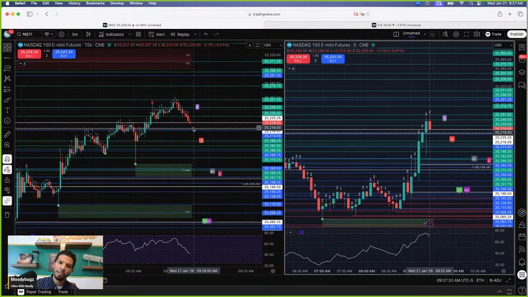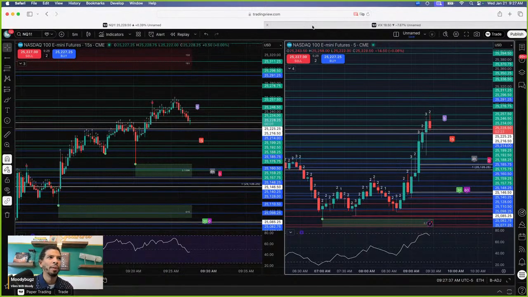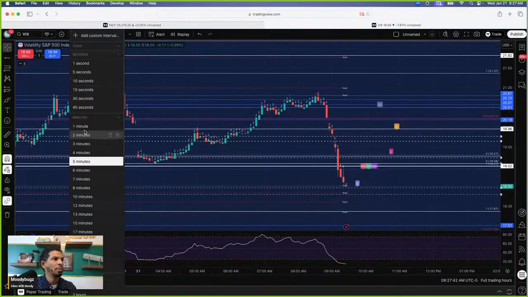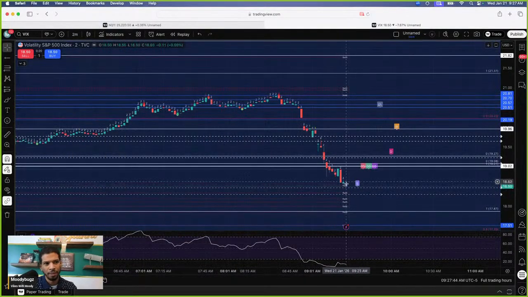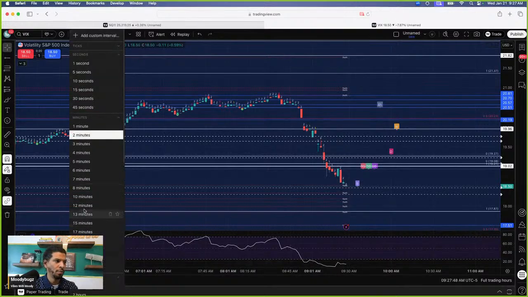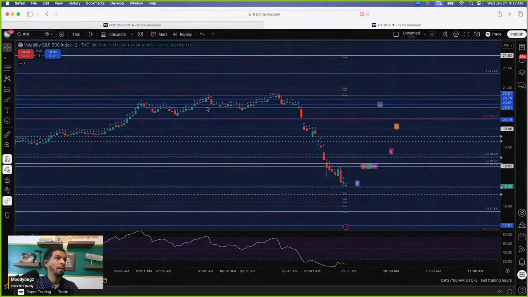That's gonna be us being overextended to the downside on the VIX, and the VIX is now starting to pop up, right? It moves fairly slow, and then I would have to go to a smaller time frame so that you can start seeing it. But it moves very slow. It doesn't move as other securities move, right? So just always keep that in mind.